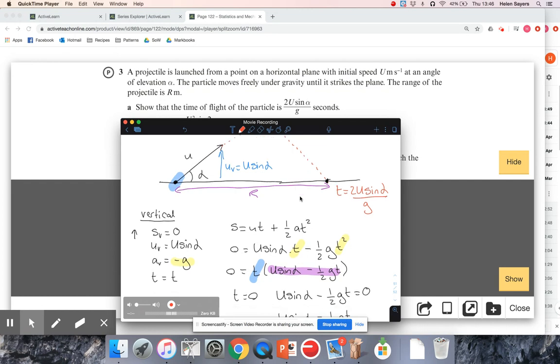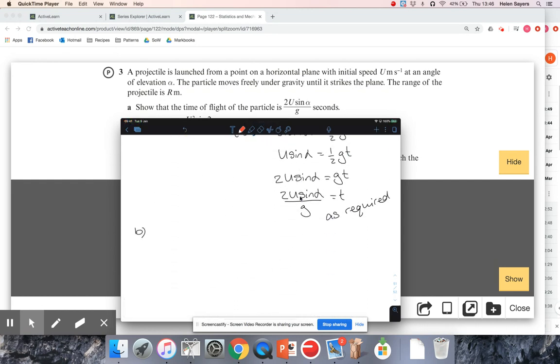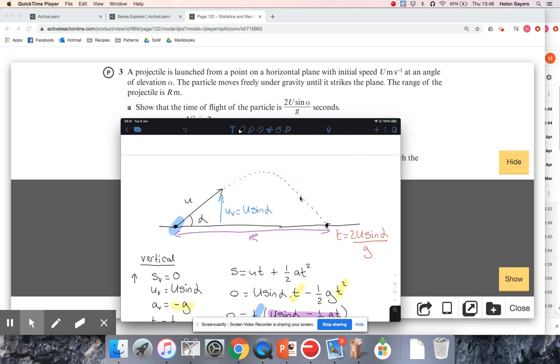Okay, so let's think horizontally now. So if I'm thinking horizontally, the initial horizontal velocity, well, that's adjacent to the hypotenuse, to capital U. So that's going to be U cos alpha.